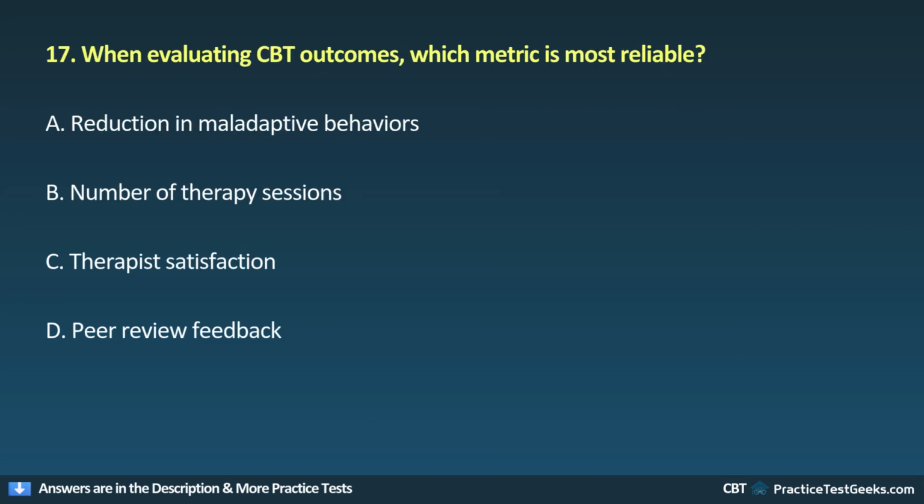17. When evaluating CBT outcomes, which metric is most reliable? A. Reduction in maladaptive behaviors. B. Number of therapy sessions. C. Therapist satisfaction. D. Peer review feedback.